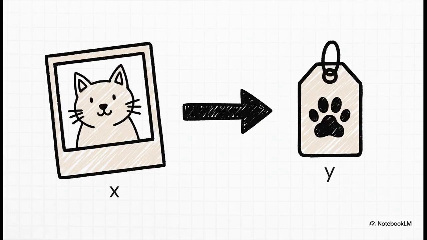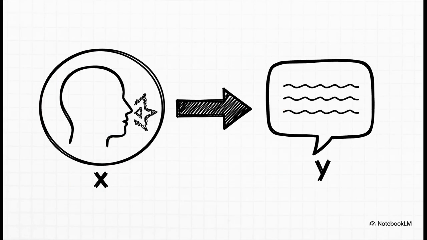Or how about photo tagging? That's what we call computer vision. You give it an image as the input, and the output is a label, a tag for what's in the picture. That is exactly how your phone knows there's a cat in that photo you just took. Every time you talk to a voice assistant, you're using supervised learning. Your voice clip is the input, and the text that pops up on your screen is the output.